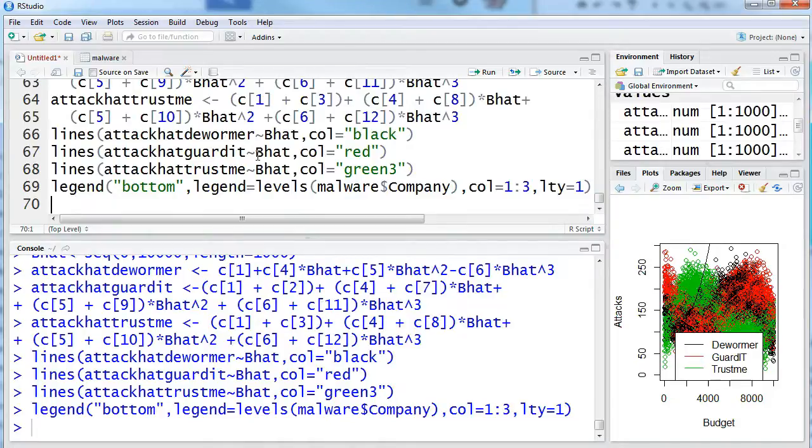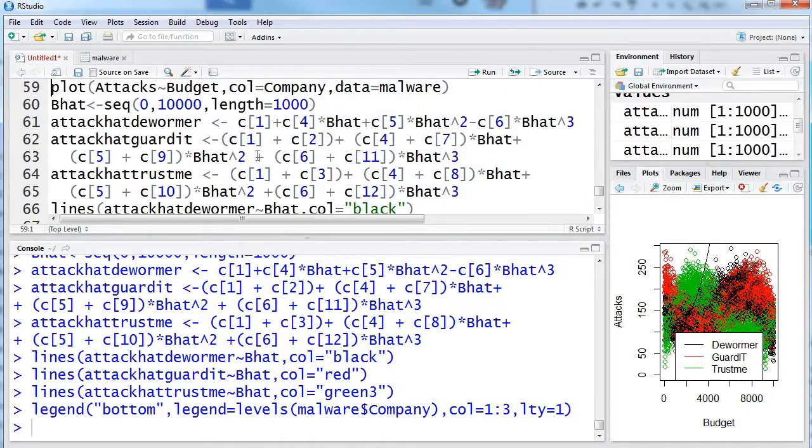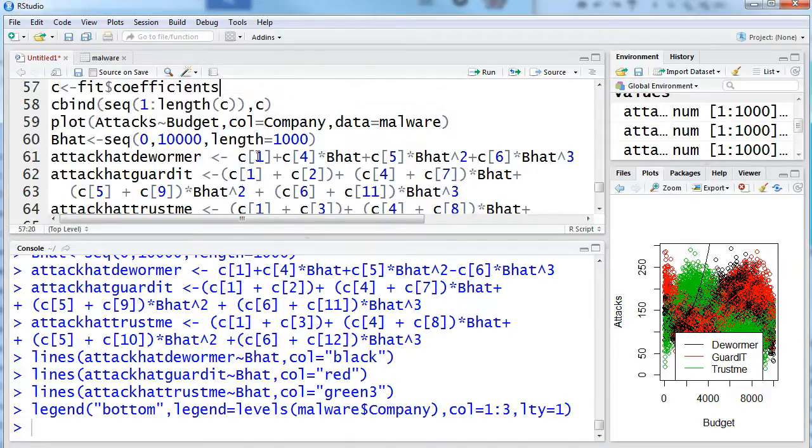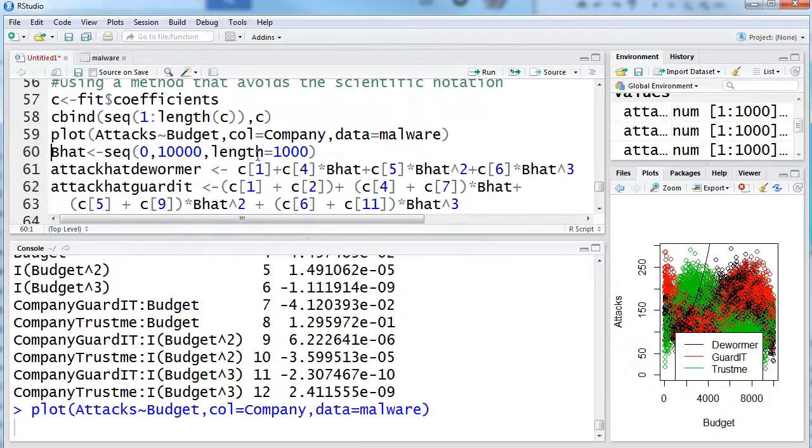Okay, red and green are both looking really good. That black one. The black one is the first guy. Sure enough, sure enough. Do you see the negative right there? That is supposed to be positive. Try it again.